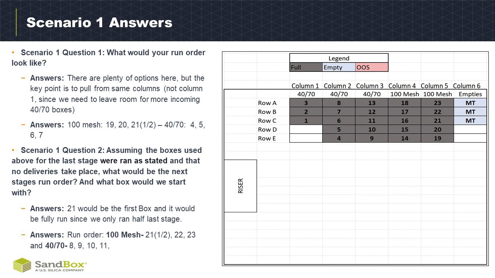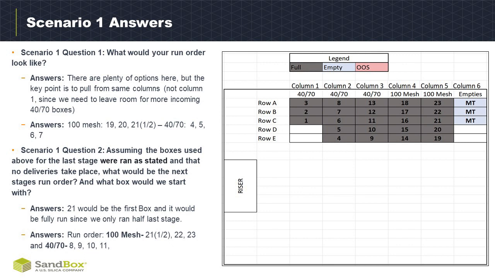Question 2 was, assuming the boxes used above for the last stage were run as stated and that no deliveries take place, what would be the next stage's run order? And what box would we start with? For this, 21 would be the first box we would run, and it would be fully emptied since we only ran half of the box last stage.